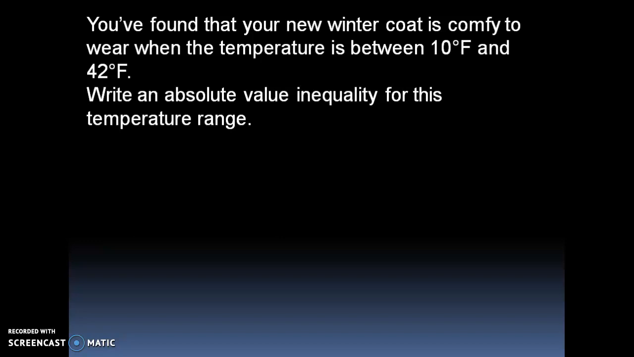Another one: you found that your new winter coat is comfy to wear when the temperature is between 10 and 42 degrees. So we could write that very simply as that. To write this as an absolute value inequality, we need to find how far 10 and 42 are from a common number. That common number is simply going to be the average. So add together 10 and 42, you get 52. Divide that by 2, you get 26.